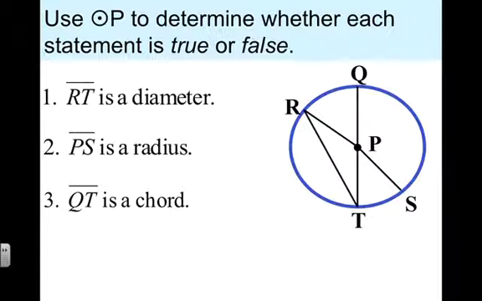Okay, so let's go over these. RT is a diameter. That is false. It does not go through the center. PS is a radius. That is true. And QT is a chord, and that is true. The endpoints of the segment are on the circle.